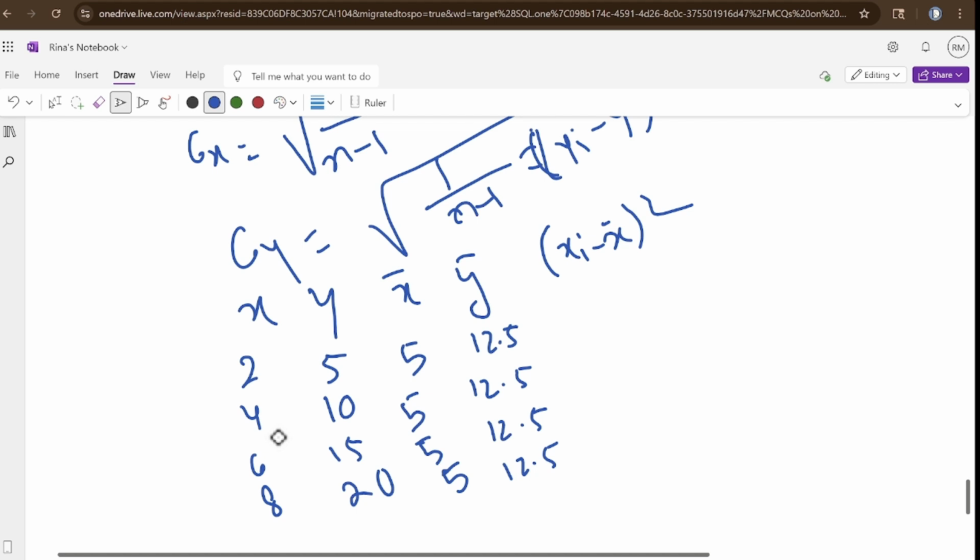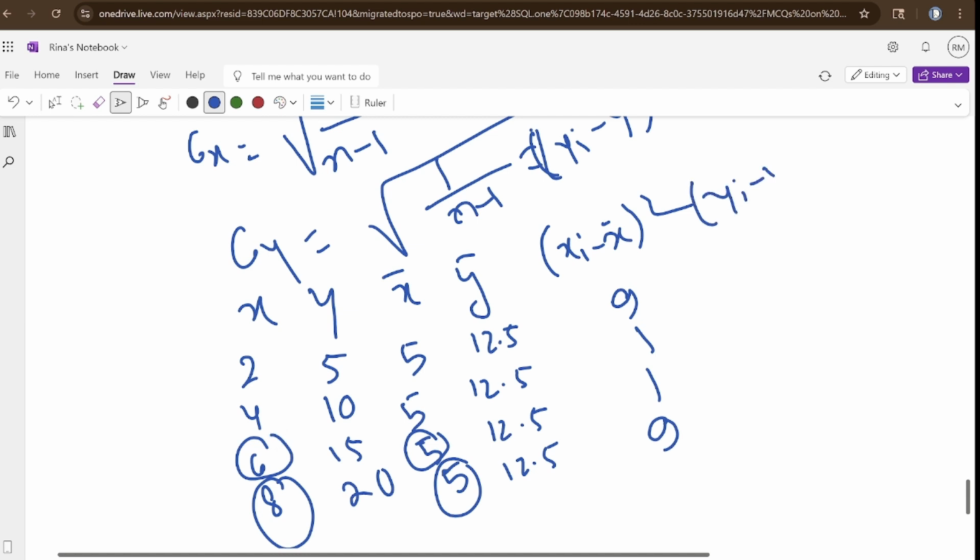Okay, so whatever value we get, we have to square also. 2 minus 5 is minus 3, if you square it, it will be 9. 4 minus 5 is minus 1, square is 1. 6 minus 5 is 1, square 1. 8 minus 5 is 3, square 9. Fine. Same way, (yi minus y bar) whole square.